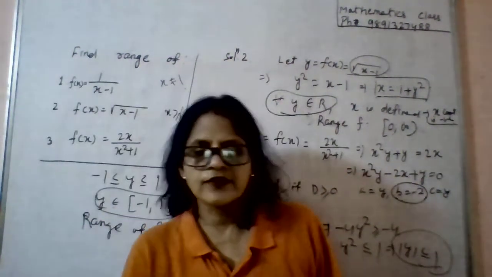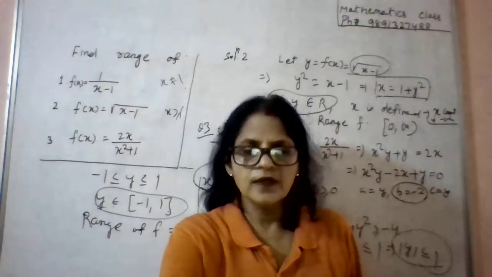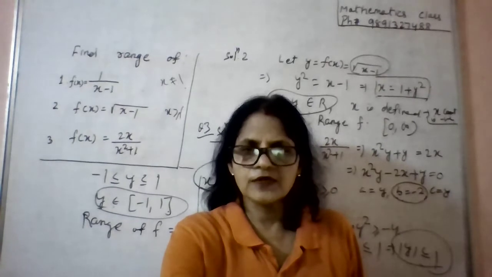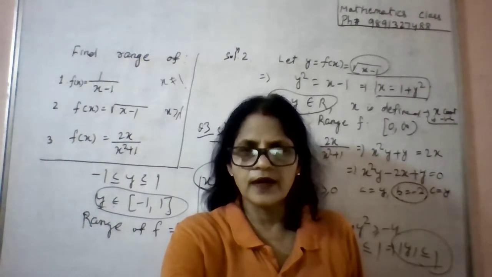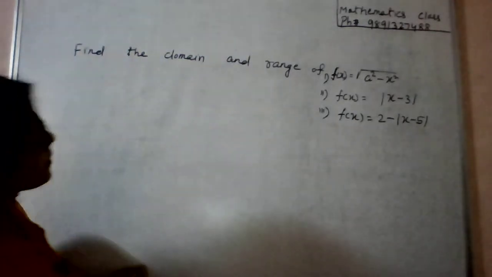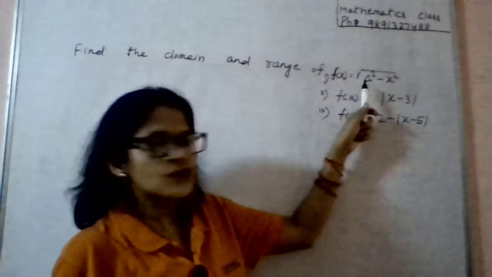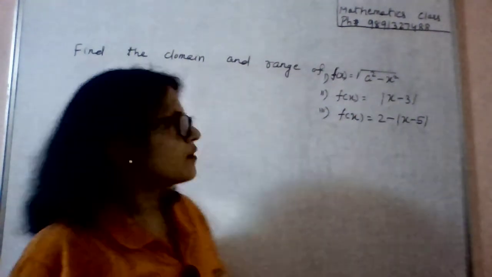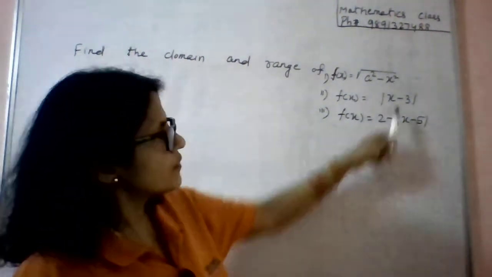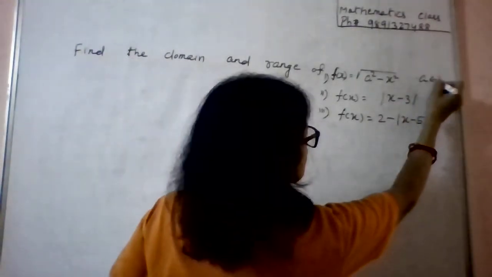So for these three functions we could find the domain and range, and basically this gives you the basic idea regarding domain and range. So next question: find the domain and range of the functions f(x) equal to under root a square minus x square, f(x) equal to this, f(x) equal to this. Here a is any constant.